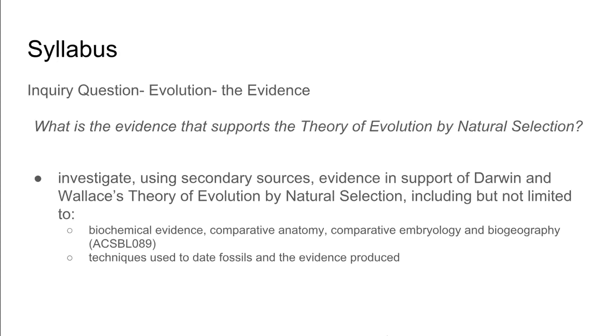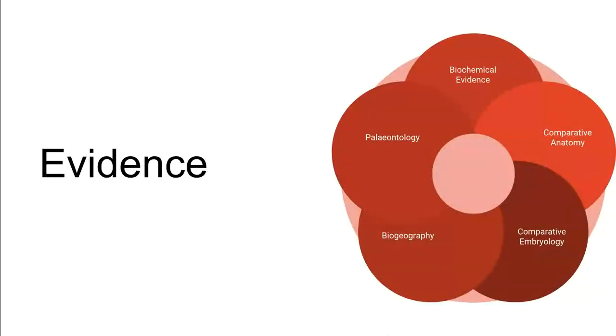So we've looked at what evolution by natural selection is. We've looked at the different types and how it might occur. This time, we're looking at, well, what is the evidence? Why should we believe what Darwin and Wallace are proposing? So the evidence can be broken down into 5 main categories. So we've got paleontology, biochemical evidence, comparative anatomy, comparative embryology, and biogeography.